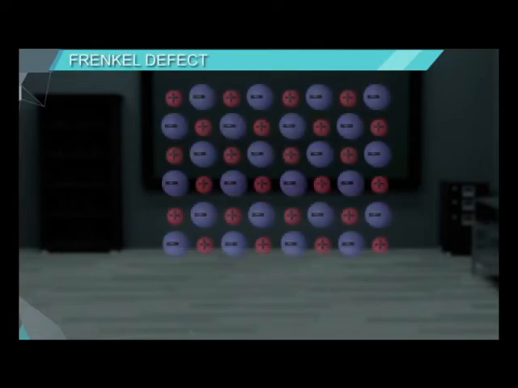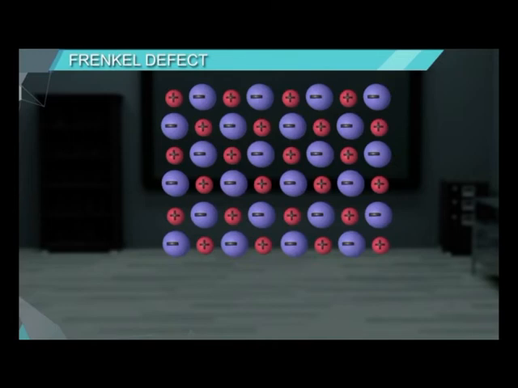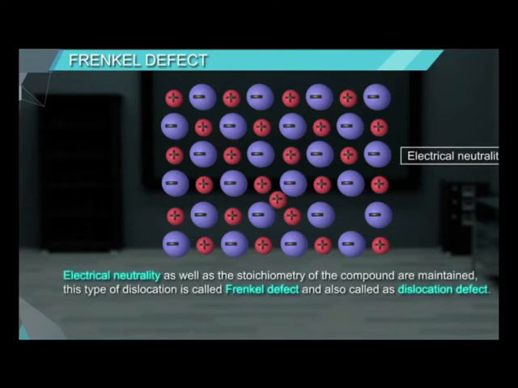Frenkel defect. If in an ionic solid, a smaller ion, generally a cation, goes missing from its lattice site and occupies an interstitial site such that electrical neutrality as well as the stoichiometry of the compound are maintained, this type of dislocation is called Frenkel defect, also called dislocation defect.